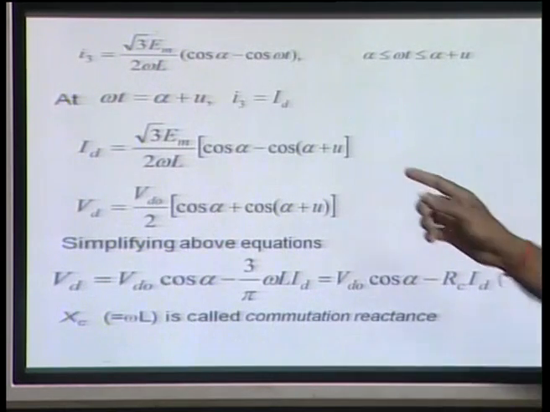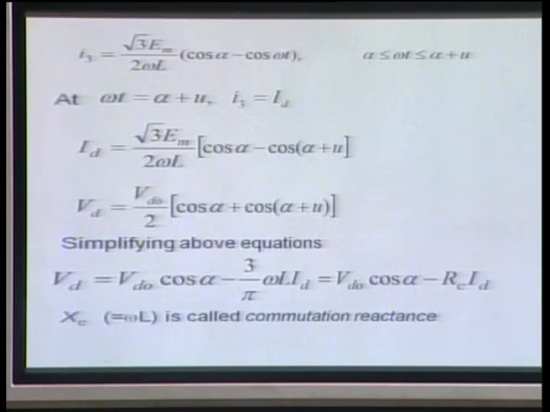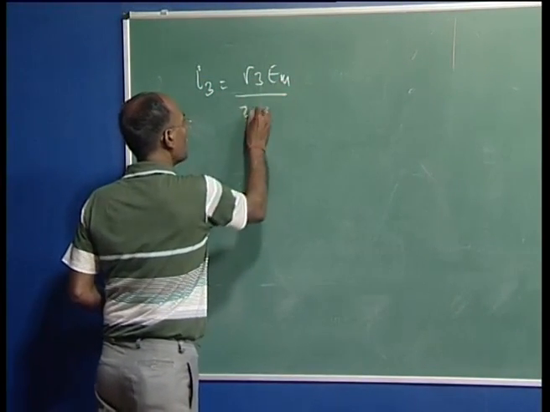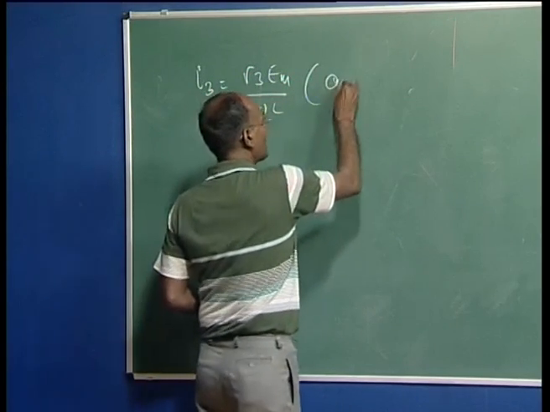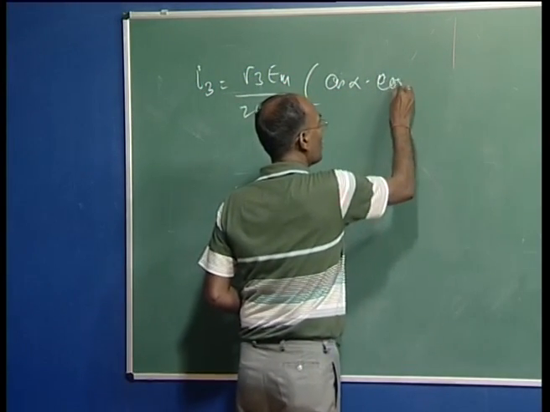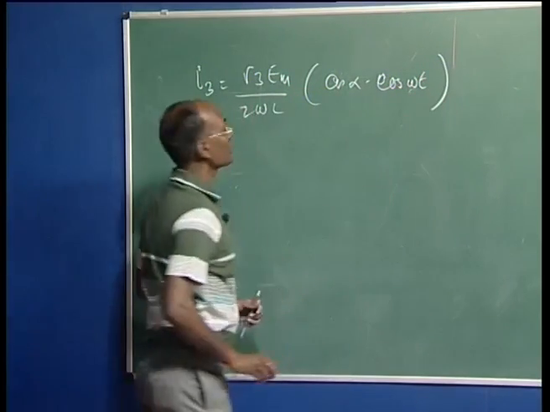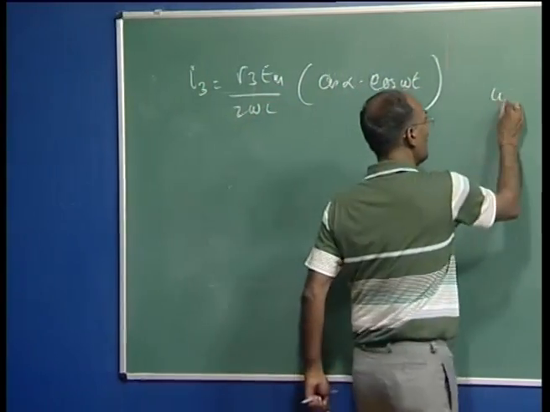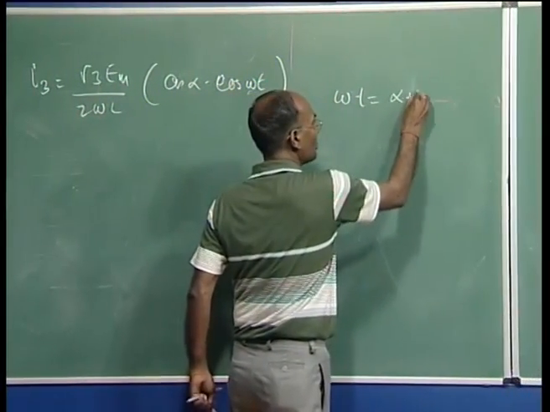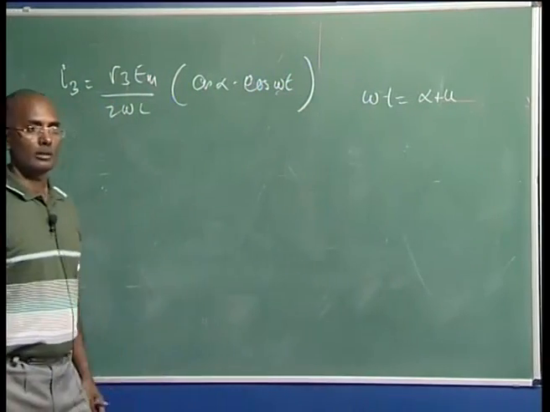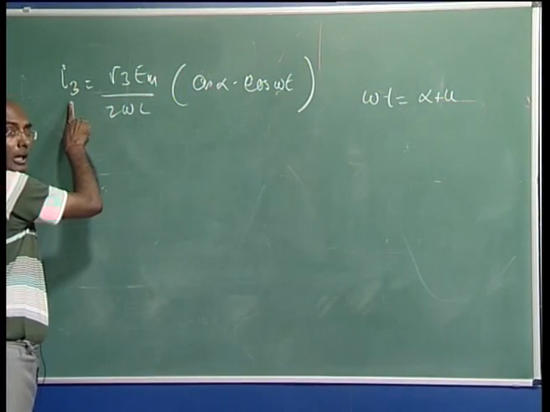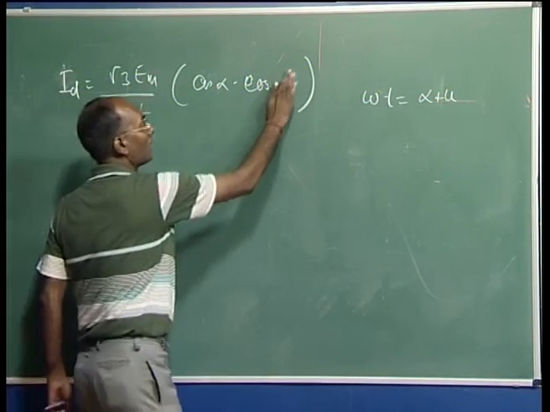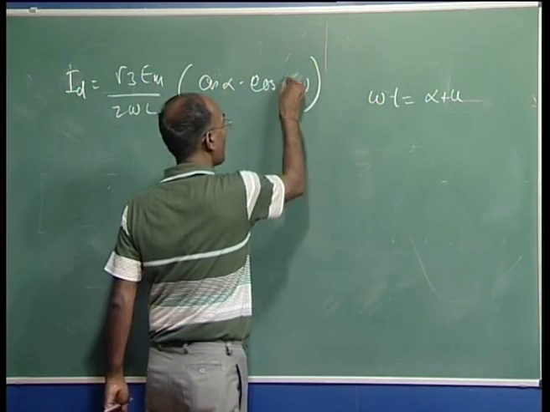Because this ID, once you put it here, as I said, it is your I3, it is root 3 Em by twice omega L, cos alpha minus cos omega t. This is your I3. You know, once commutation is over, means your omega t is equal to alpha plus u, then your current here becomes ID. So, this will become your ID, and this angle becomes alpha plus u degree.